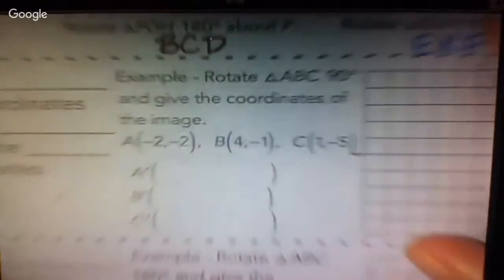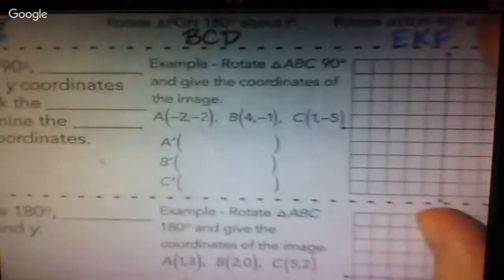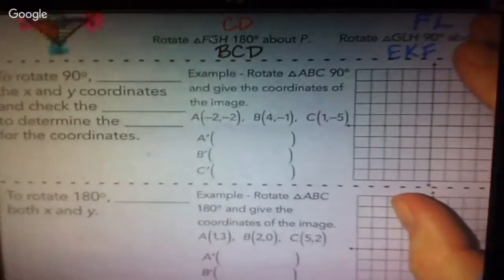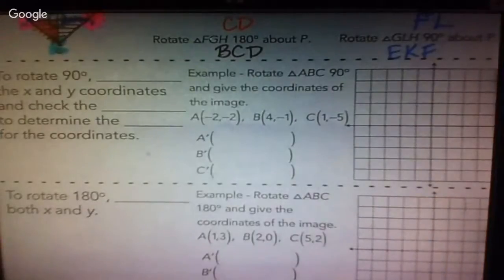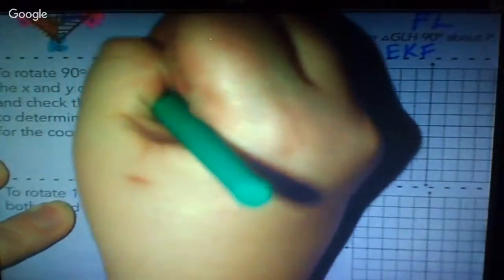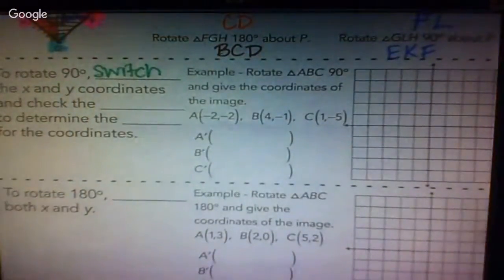So let's practice some more with rotations. This is going to reiterate what we've already done. We're just doing it over again. To rotate 90 degrees, the first thing you want to do is switch the X and Y coordinates.